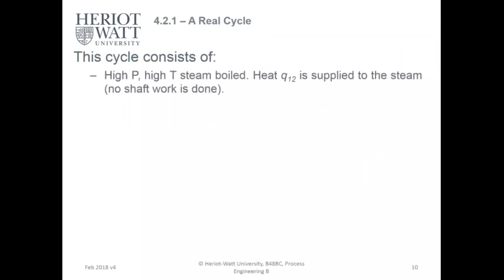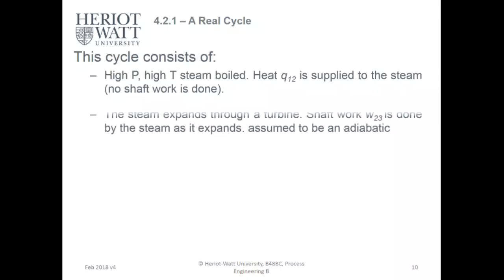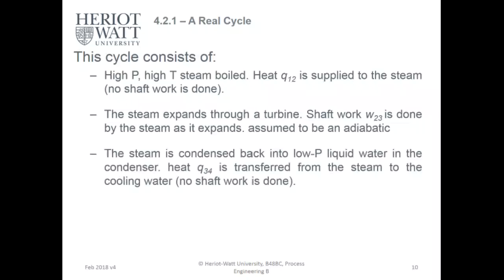So this cycle consists of high pressure, high temperature steam from the boiler. The heat Q1 is supplied to the steam, so no shaft work is done. The steam expands through a turbine, and shaft work W3 is done by the steam as it expands, assumed to be an adiabatic process. The steam is condensed back into low pressure liquid water in the condenser. Heat Q34 is transferred from the steam to the cooling water, so you're recovering the heat, because you don't want to waste anything. No shaft work.